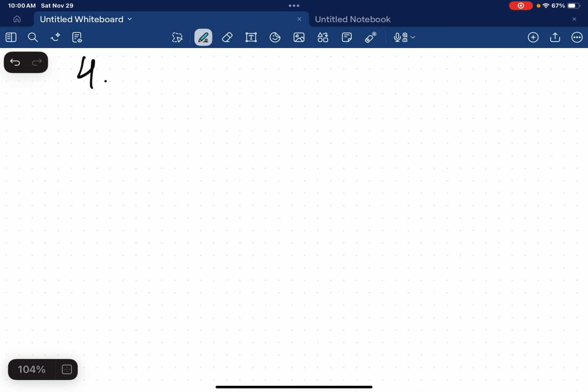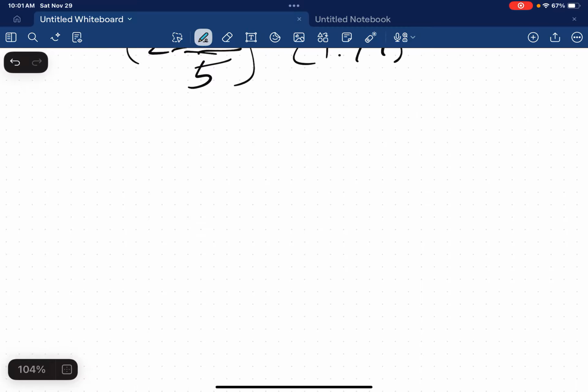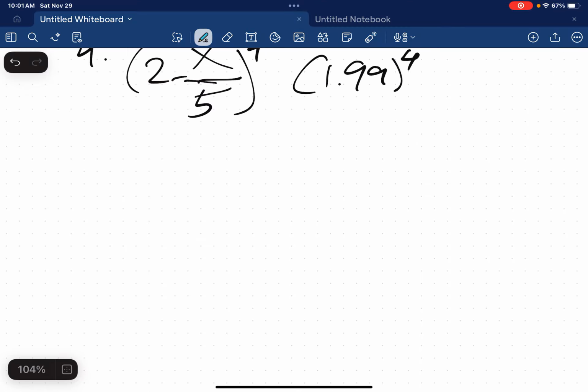On to number 4. Number 4 asks us to use the binomial theorem to expand 2 minus x divided by 5 to the 4th. Hence, find the value of 1.99 to the power of 4, correct to 5 decimal places. Okay. This one's going to be a struggle, but it should be fine. First thing, you just expand out this entire thing.